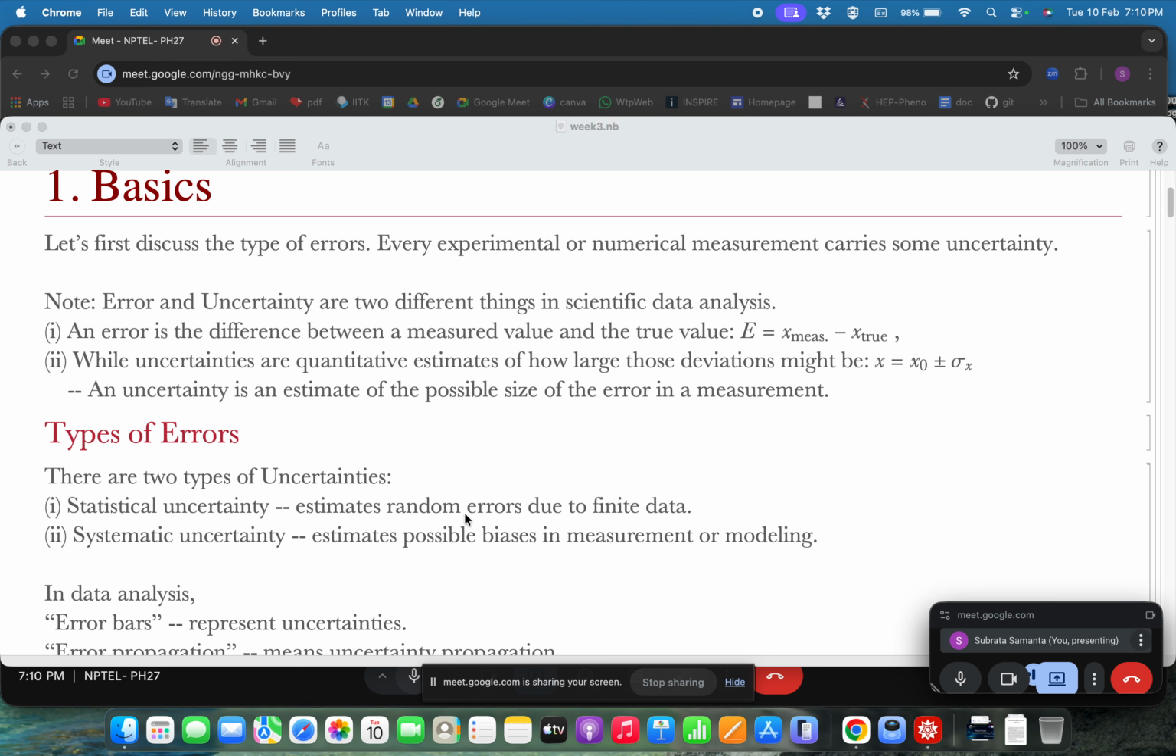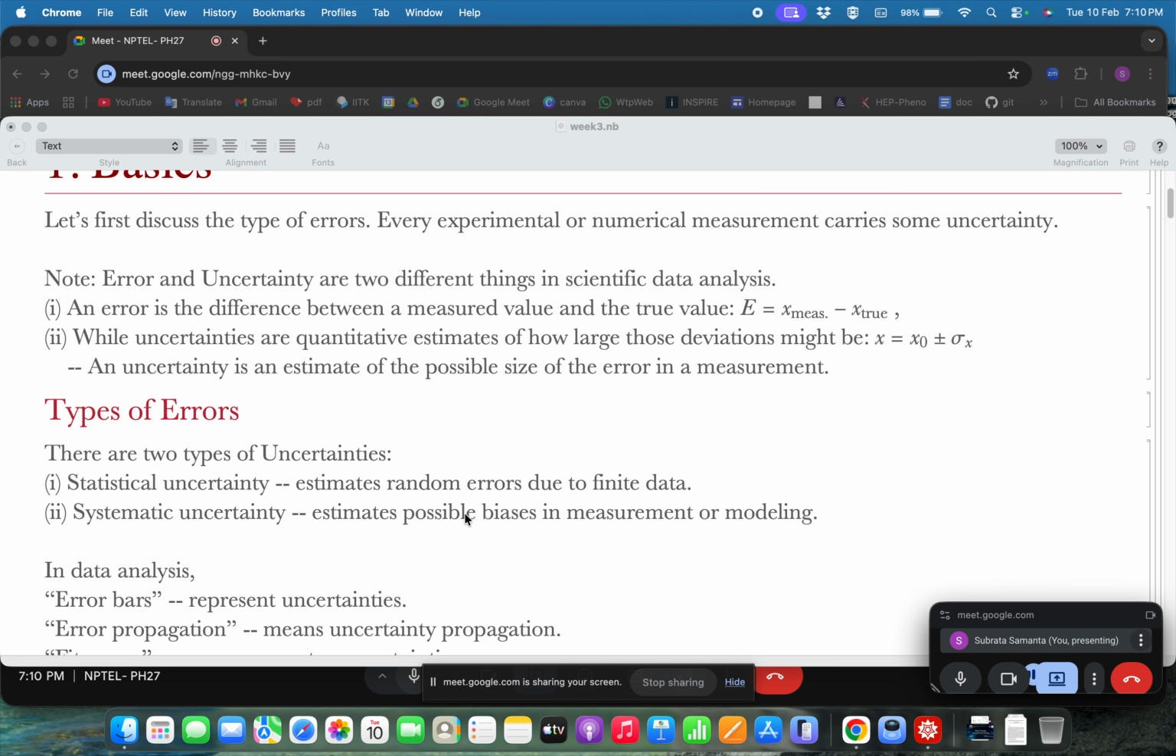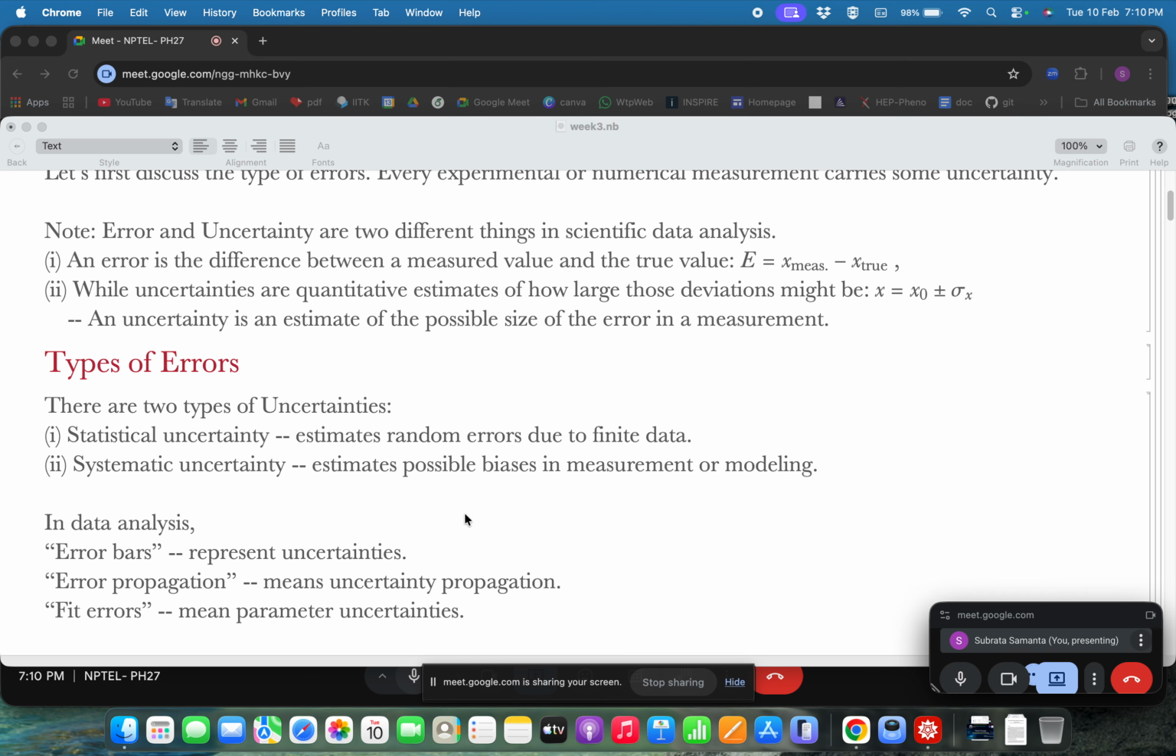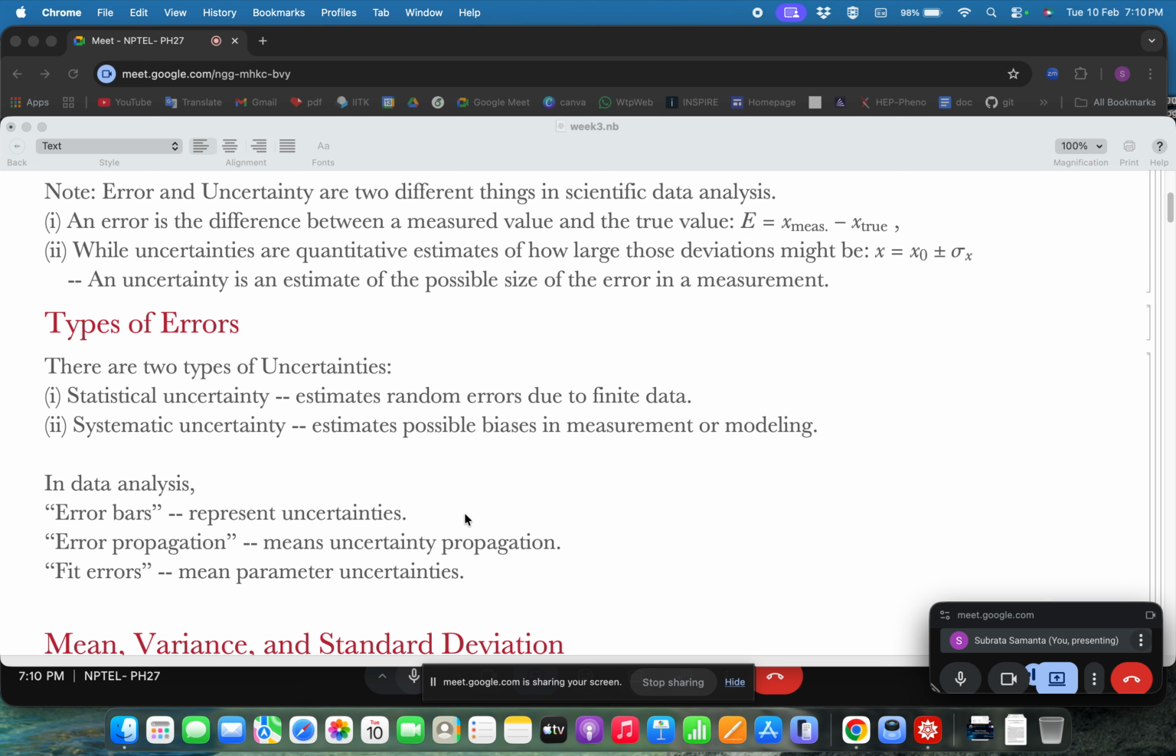And the other type of uncertainty is the systematic uncertainty that estimates the possible biases in measurements or modeling. So that is from the system, because of how you model this data set in a mathematical model. Because of this there is an uncertainty and also some bias in your measurements. So these are called the systematic uncertainties. So these two types of uncertainties. So here I will discuss only the statistical things, because systematics is not in our control. So in data analysis, when we are talking about error bars, this basically represents uncertainties.